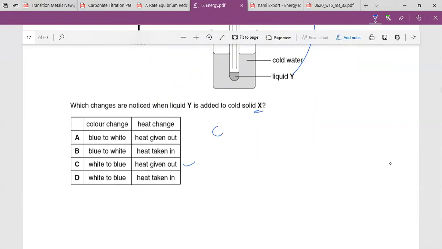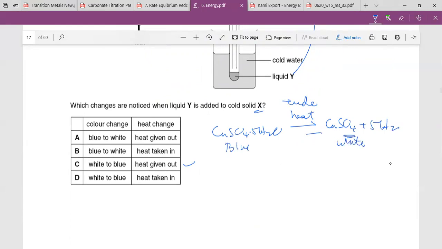Right? Remember, CuSO4·5H2O, right? Going forward, you still heat, absorb heat. Heat is endothermic. You get your CuSO4 plus your 5H2O. This is blue, this is your white. When you put water into this again, you go backwards here. Okay? So it's hot, exothermic. Okay? Heat is given out. Okay? White to blue, heat. Okay? C is the answer. All right.